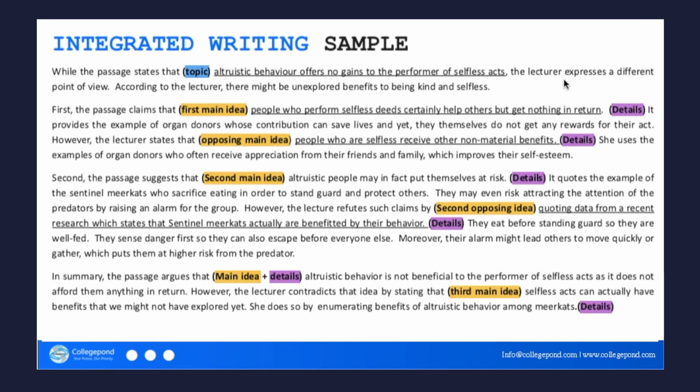So this helps you with a structure. You don't have to really remember what you're going to write. According to the lecturer, there might be unexplored benefits to being kind and selfless. Now, this is the lecturer's overall idea, the main idea which she states towards the end, right? So it's kind of fresh in your memory, you will remember that. So you can put that as the main idea.